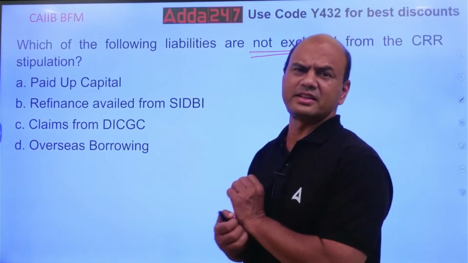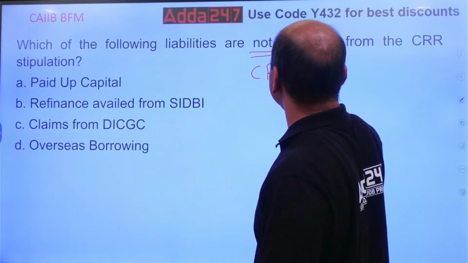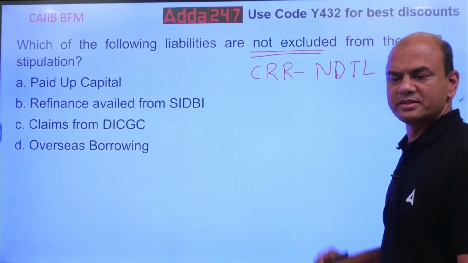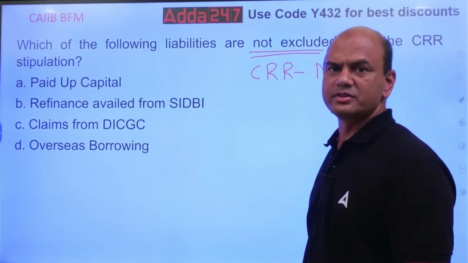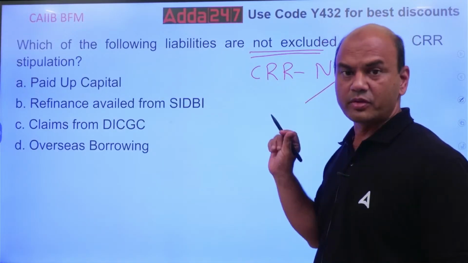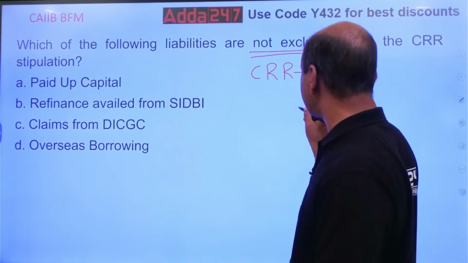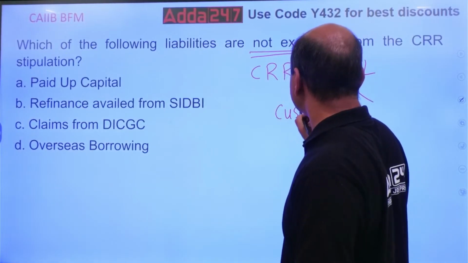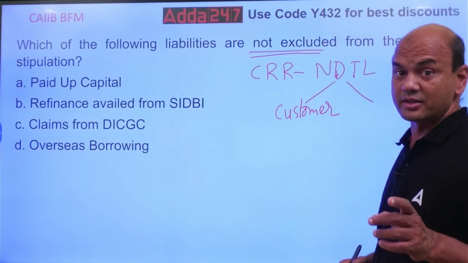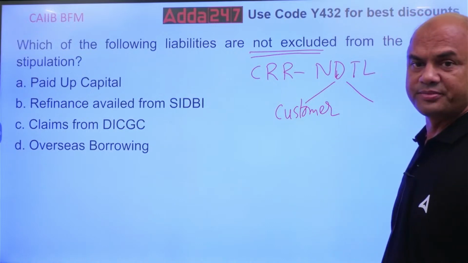What is CRR basically? How is CRR calculated? CRR is calculated on the basis of NDTL, net demand and term liabilities, right? So, these liabilities are related mainly to the customer angle only. Liabilities from the customer or from other institutions, which are a part of your banking business. Understand this. Which are a part of your banking business. Other banks, loans, all these.